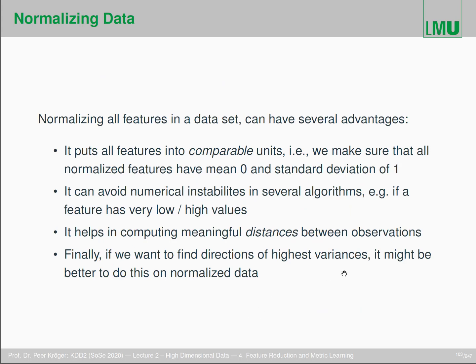Okay, so normalizing all features in the dataset can have several advantages. We basically discussed that, but just summarizing them, it puts all features into comparable units. So we make sure that all normalized features have a mean of 0 and standard deviation of 1. And that is very beneficial because it can avoid numerical instabilities in algorithms.